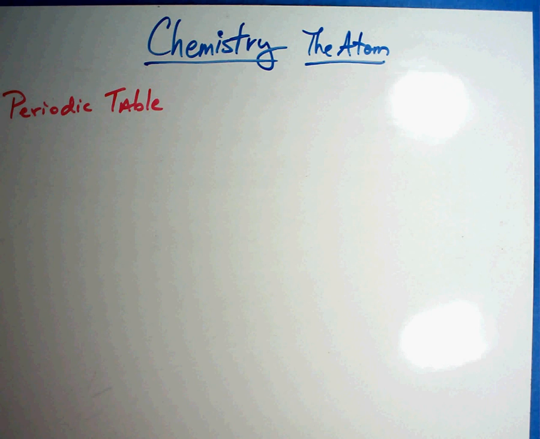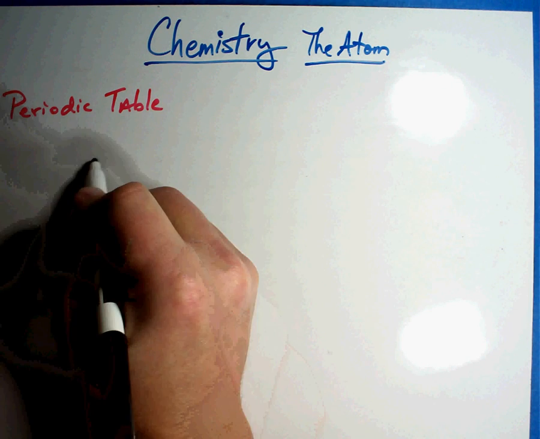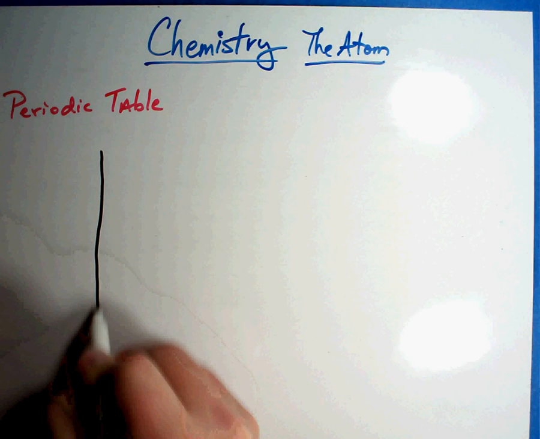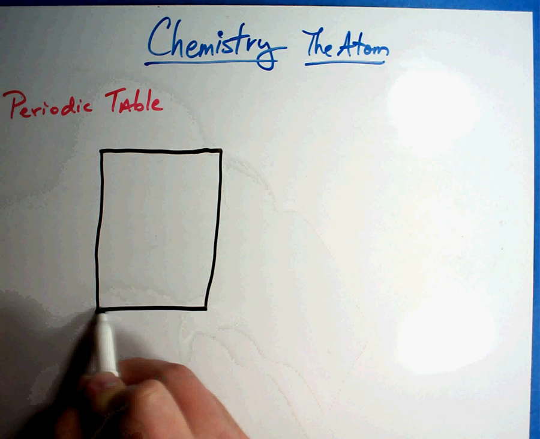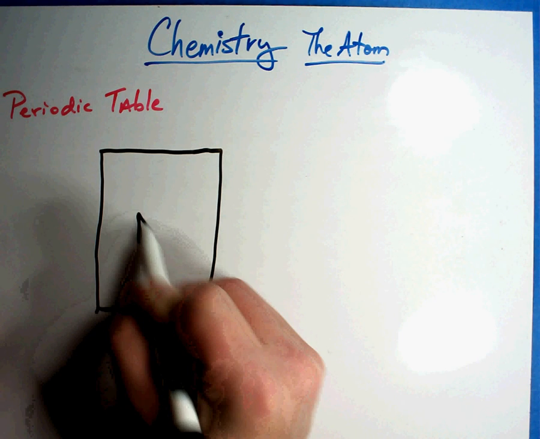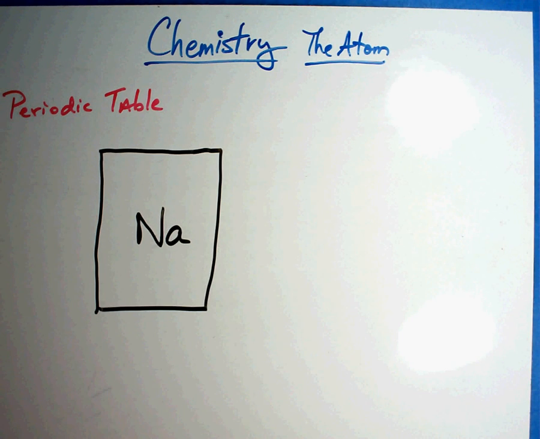Now, in the last session we talked about protons, neutrons, and electrons. All atoms of the periodic table have protons, neutrons, and electrons, but they're all a little bit different from each other. What I'm going to go ahead and do is take a big block from the periodic table, and I'm just going to pick one of them. Let's just pick sodium. The first thing I want to talk about is the lettering.